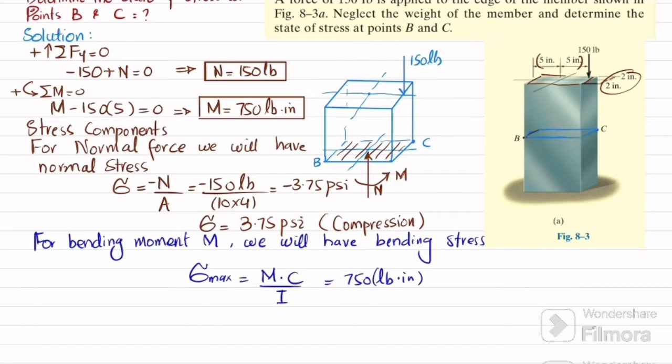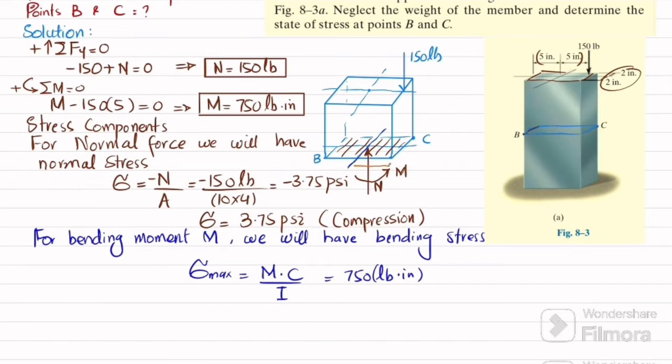So you can see this moment is about this axis. C is the distance from this axis to this top layer. So this will be your C. This C is 5 inch. So I can write it multiplied by 5 inch divided by I.